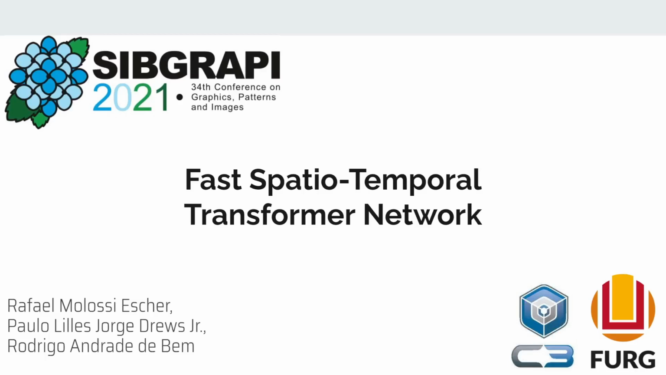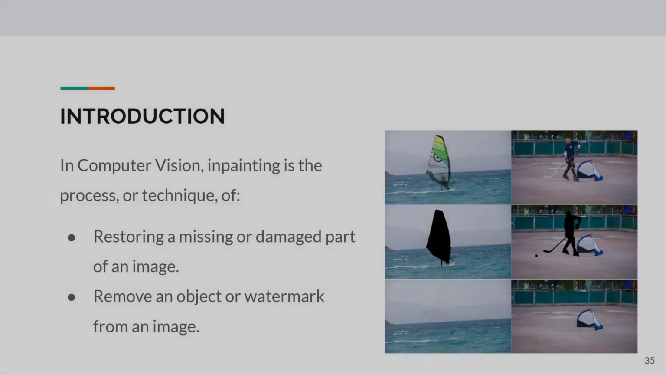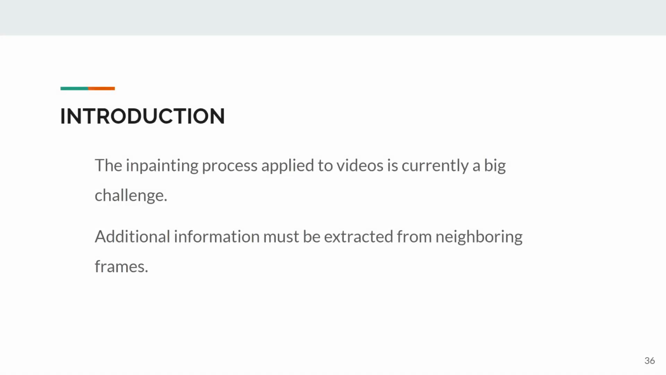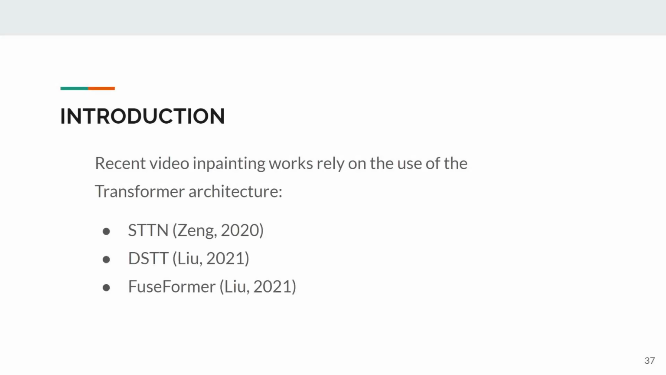In this presentation, we introduce the Fast Spatio-Temporal Transformer Network, a deep network for video inpainting. In computer vision, inpainting is the process or technique of restoring a missing or damaged part of an image, or removing an object or watermark from an image. The inpainting process applied to videos is currently a big challenge, because additional information must be extracted from neighboring frames, which significantly elevates the computational cost of the inpainting process.